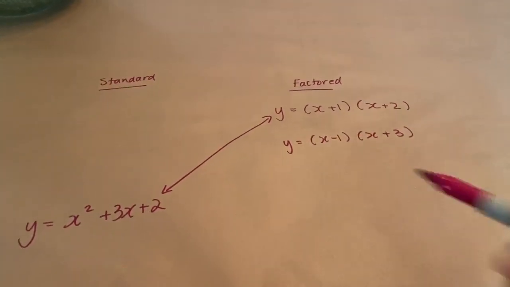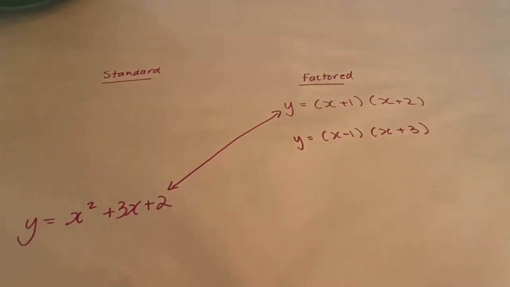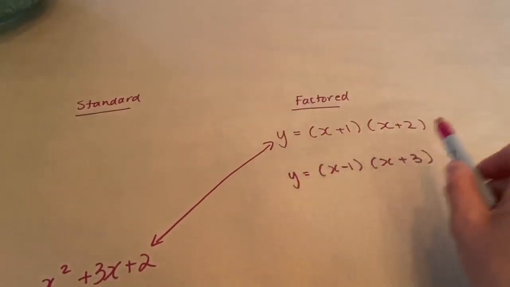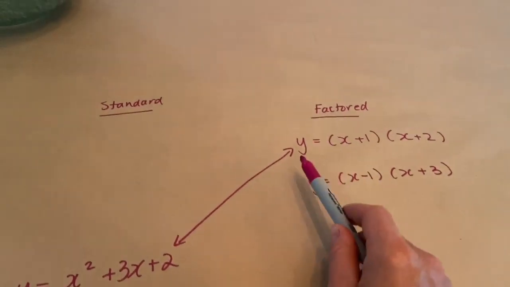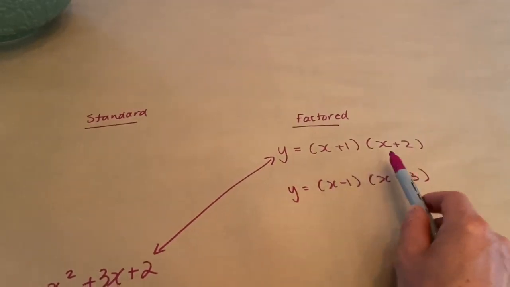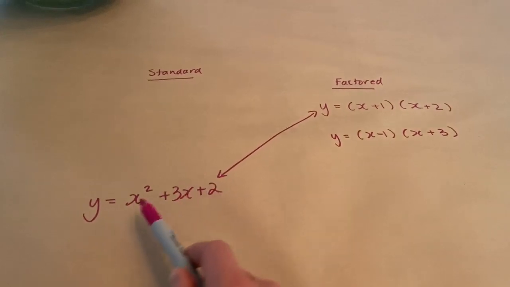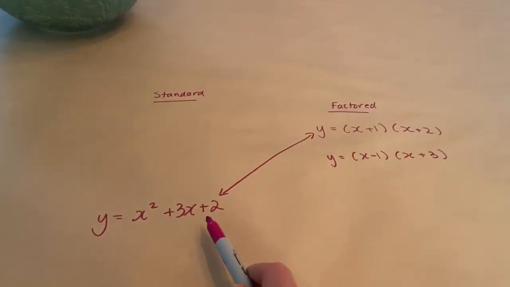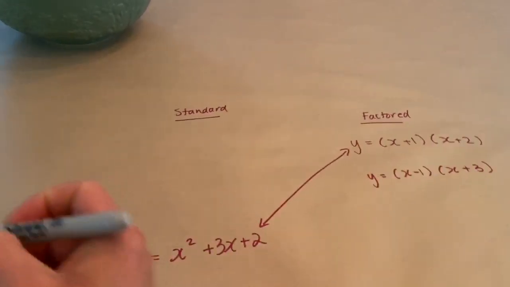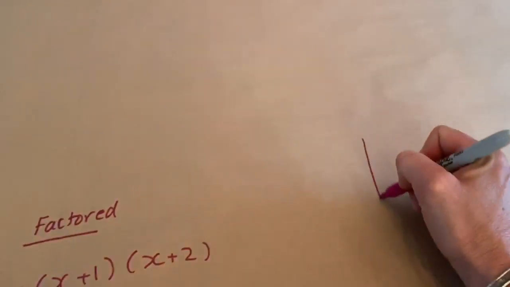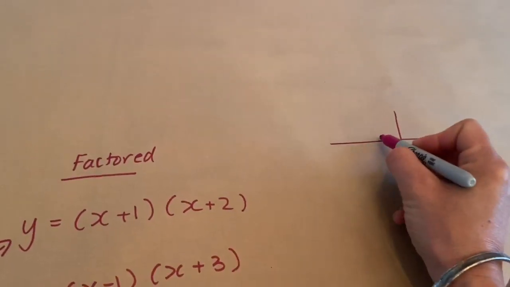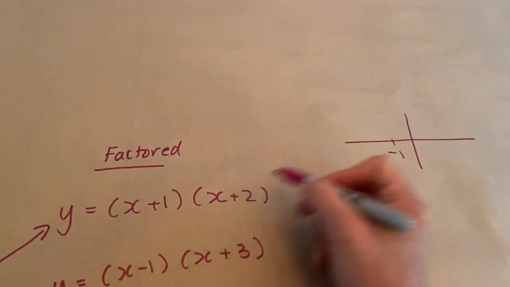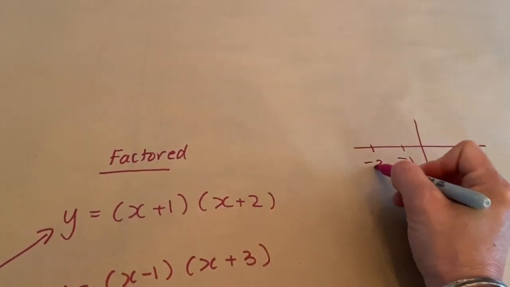So you want to match the factored form to the standard form. We've already done the first one. If you look at the first equation on assignment number 4, it says y is equal to (x plus 1)(x plus 2), and we know that that's the equation x squared plus 3x plus 2. And don't forget, what we've learned is that over here, this says plus 1, so it goes through minus 1. This says plus 2, so it goes through minus 2.